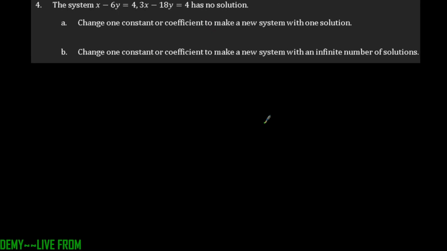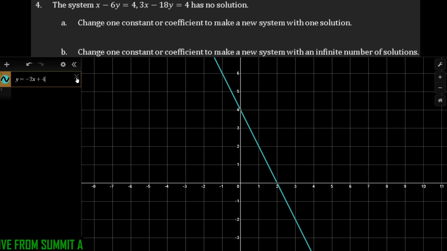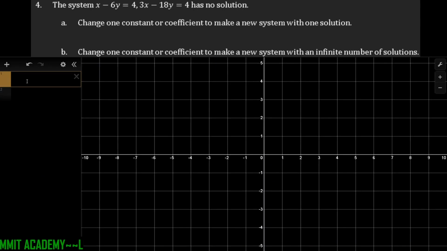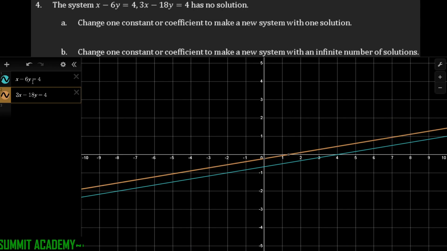All right, moving to number 4, it says the system x minus 6y equals 4 and 3x minus 18y equals 4 has no solution. So it says to change one constant or coefficient to make a new system with one solution. So let's look at what that picture looks like. I'm going to clear these out. It says x minus 6y equals 4. There's one graph. Then we have 3x minus 18y equals 4. So notice how they have parallel lines. We have two different equations here, two different lines. They are parallel. That means they have no solutions.